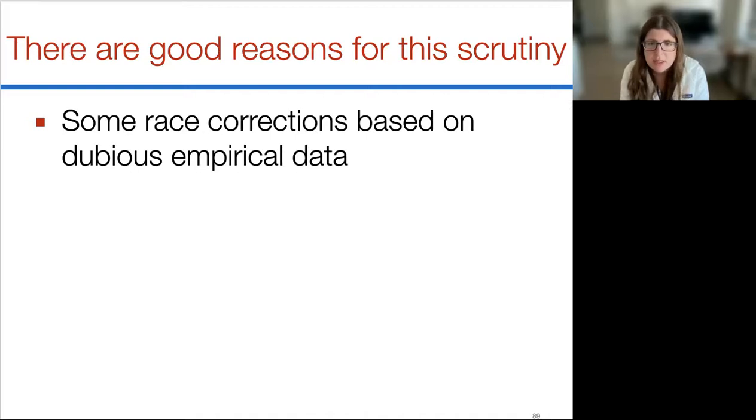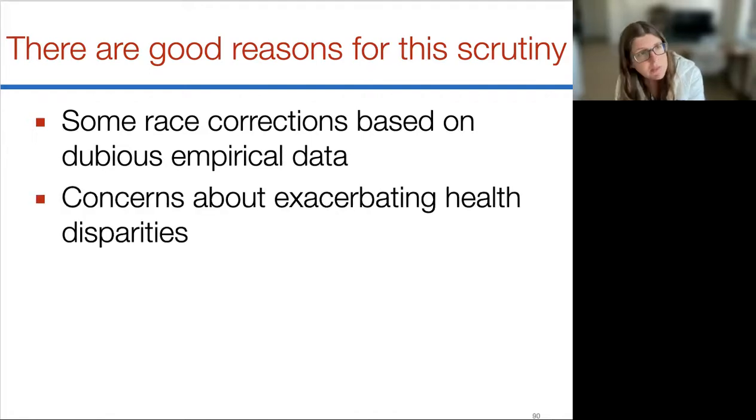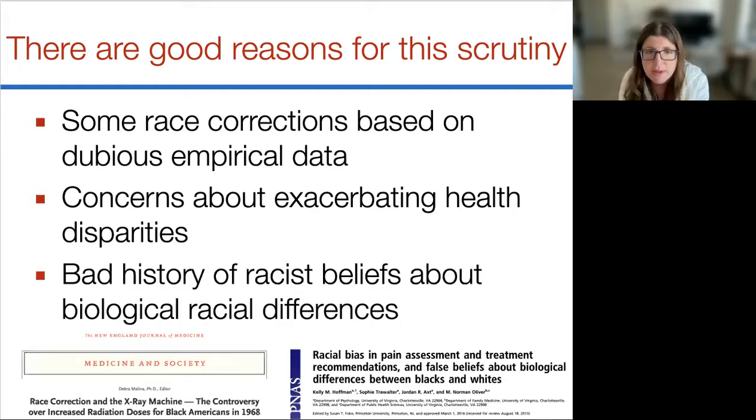These reasons include that some race corrections have been based on extremely dubious empirical data, right? It's tiny samples from the 1950s on non-representative populations with non-publicly available data, all the stuff that would raise normal statistical red flags. There's concerns about exacerbating health disparities, right? If you include some term in your risk prediction algorithm that says Black patients are at lower risk of disease, then maybe they don't get screens that they would otherwise get. And given disparities in screening which already exist, you might worry about exacerbating health disparities.